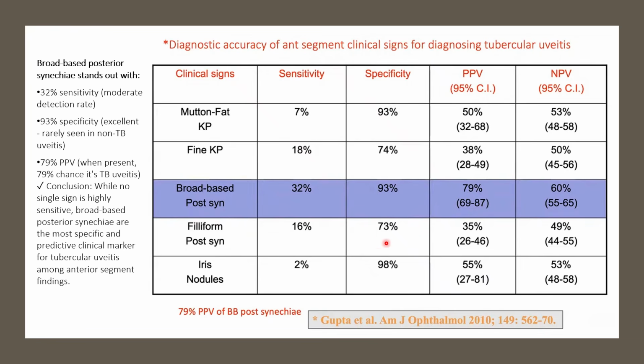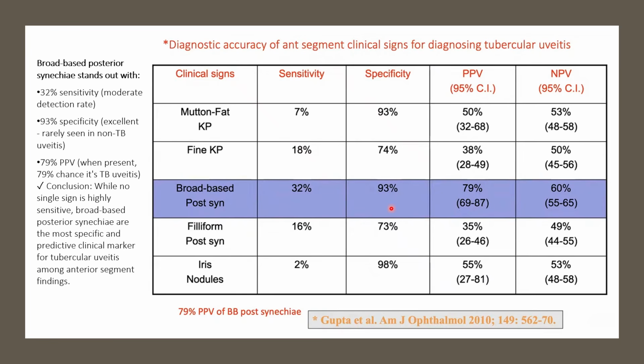Now, this table is from one major study done in India regarding the specificity of broad-based posterior synechia. Broad-based posterior synechia shows very high specificity in anterior segment inflammations that points to tuberculosis, although it has low sensitivity. It means that if you find this sign, it is highly suggestive of tuberculosis. However, absence of this sign does not rule out tuberculosis. This is the meaning of low sensitivity but high specificity.